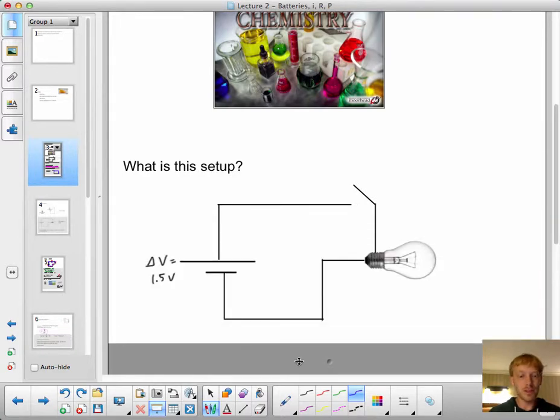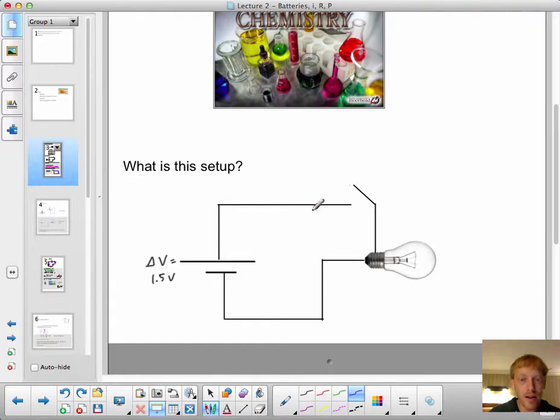So let's talk about what this is. What do I have here? There's my circuit schematic for a battery or a cell. And there I've indicated that the strength of this battery is 1.5 volts. There's a delta V, a difference in voltage of 1.5 volts between the negative and the positive terminal.